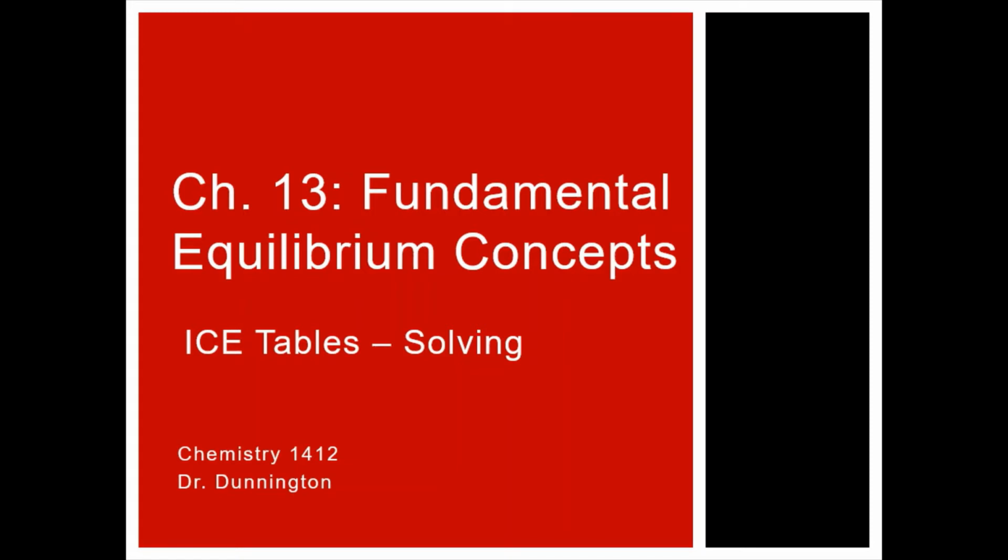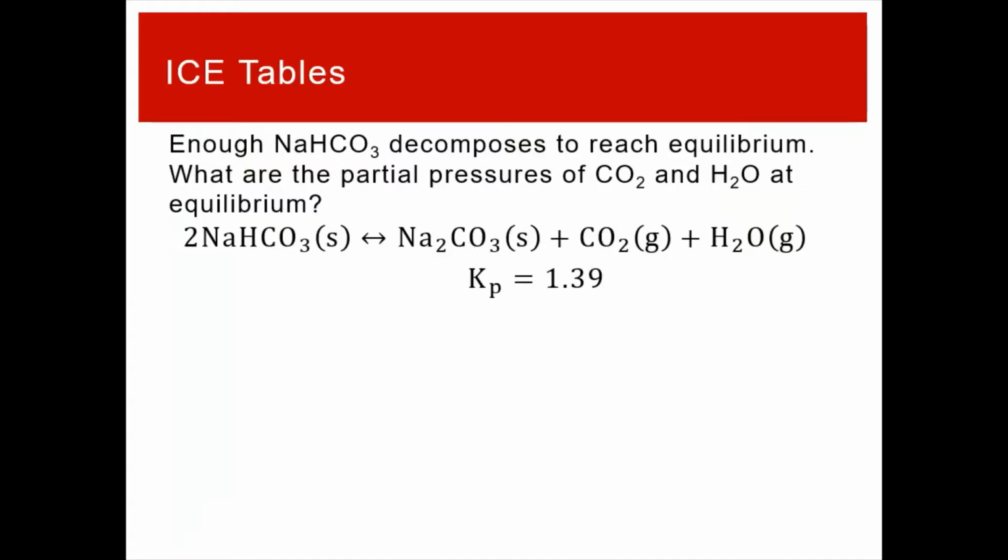Now we want to take the ideas of setting up ICE tables, getting to the point of solving the algebra, and doing that work. Enough NaHCO3 decomposes to reach equilibrium. What are the partial pressures of CO2 and H2O at equilibrium? My reaction is 2 NaHCO3 becomes Na2CO3 plus CO2 plus H2O. Kp is equal to 1.39.